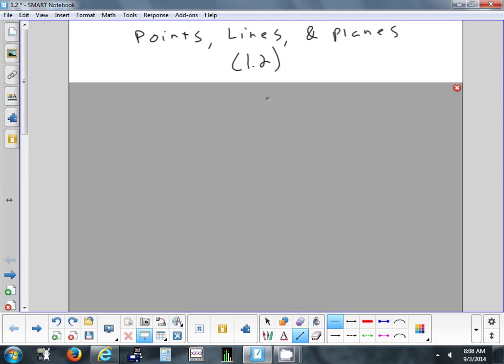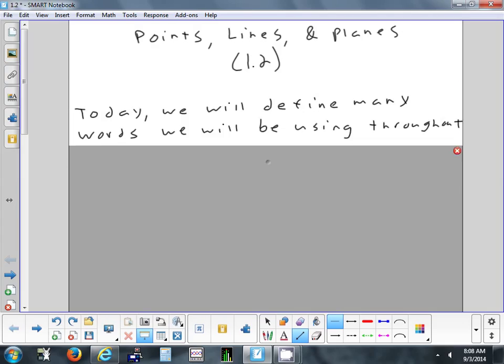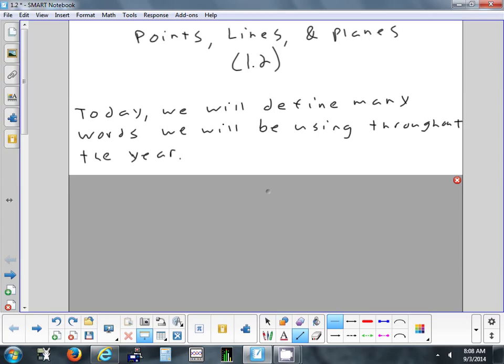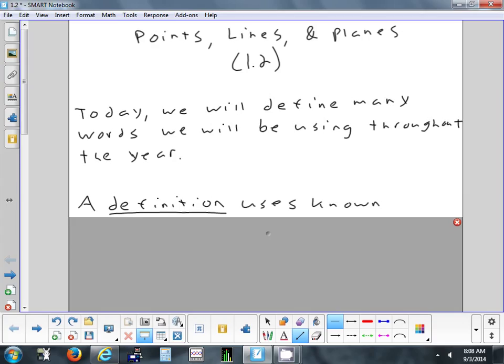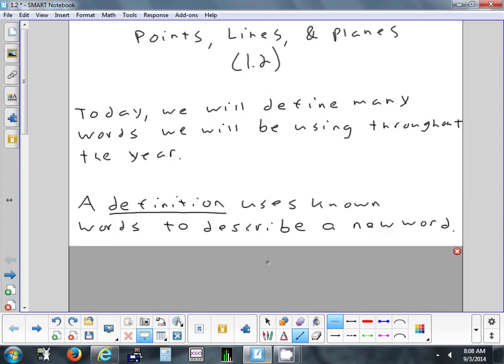Now we'll get into some of the definitions. Today there are a lot of definitions because it's the first day and there are a lot of terms. We're going to use these terms pretty much throughout the year. So the first term I want to define is what is a definition. A definition basically uses words you know to describe a term that you don't know. That's a definition.